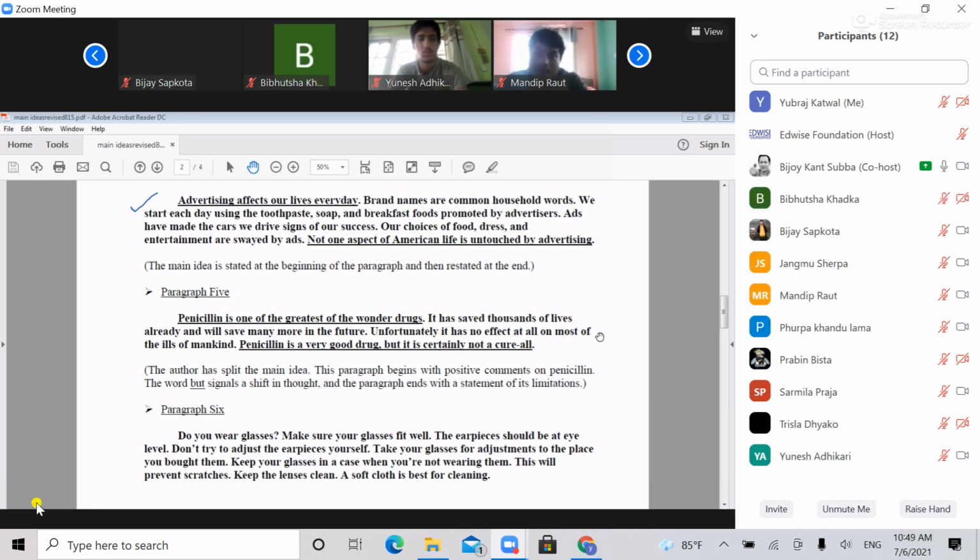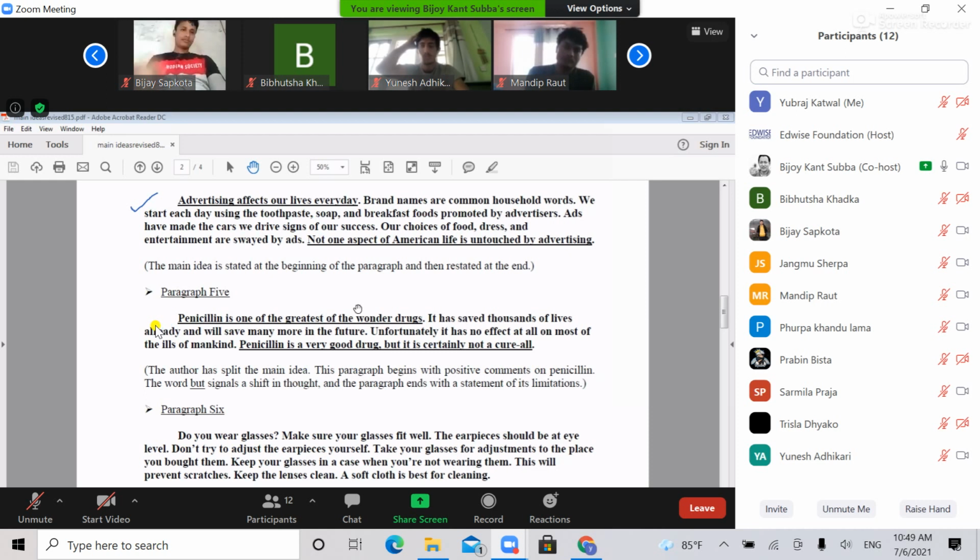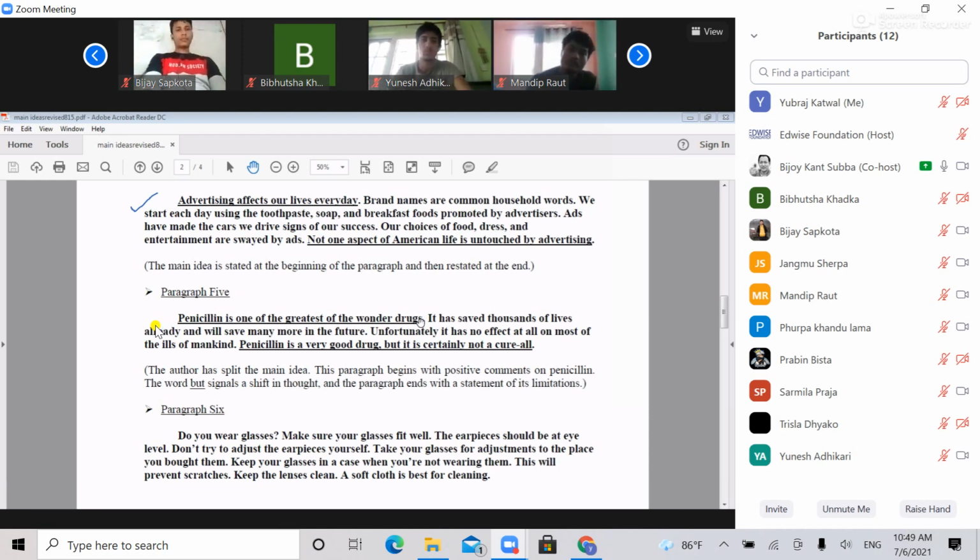Now let's look at the next one. Penicillin is one of the greatest of the wonder drugs. How is it the greatest? The sentence that supports it: it has saved thousands of lives already and will save more in the future. So penicillin is a wonder drug. Then the last one: penicillin is a very good drug, but it is certainly not a cure-all. It cannot cure all the diseases. So this sentence is supported by this. Unfortunately, it has no effect at all on some of the ills of mankind. So this sentence supports this.